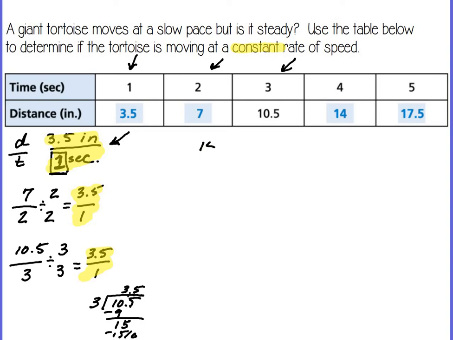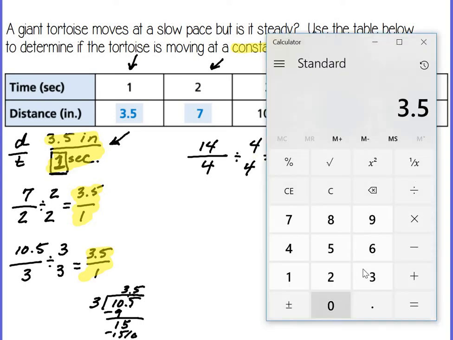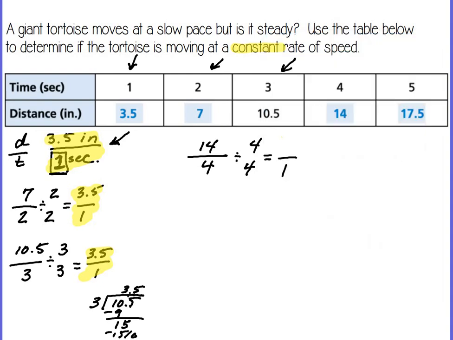We have 14 inches in 4 seconds. And again, I want to know what that's equivalent to if he were only to travel for 1. I divide both sides by 4. Right, and when I divide both of those sides by 4, again, I am going to use my calculator just to make this go a little faster. So I have 14, and I'm dividing by 4. And once again, I get 3.5.